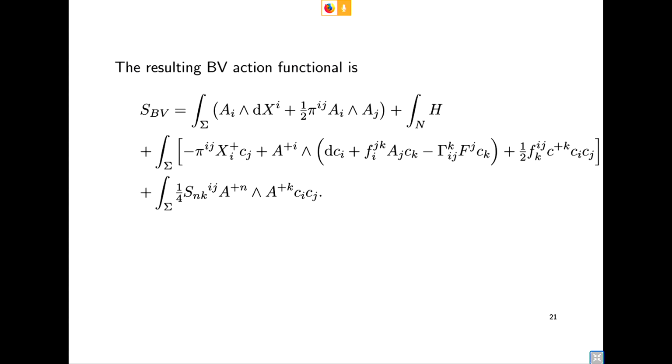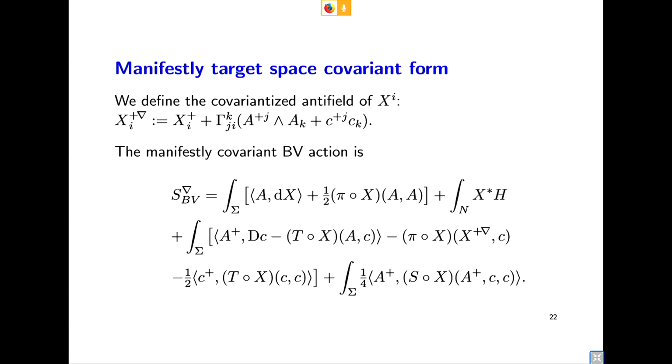We can rewrite it in a manifestly covariant form like this, by taking covariant coordinates.